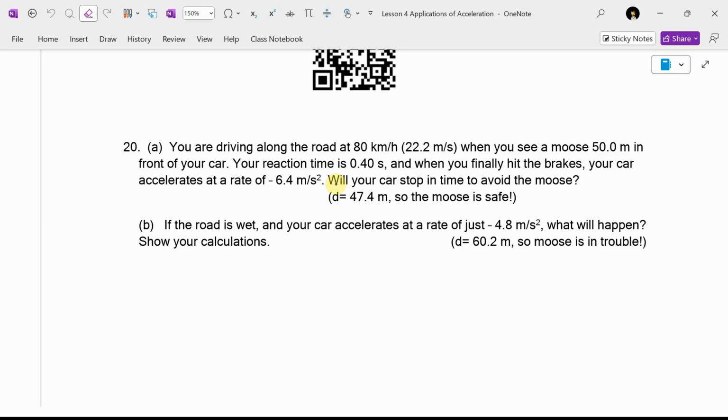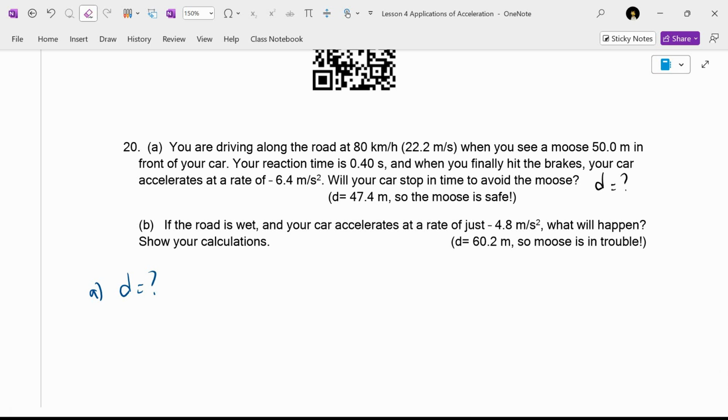This is worded very tricky because it says stop in time, but what we want to find is that. In fact, I'm going to write that down here. We want to solve for D. And if D is less than 50, the moose survives. If D is more than 50, the moose is dead.